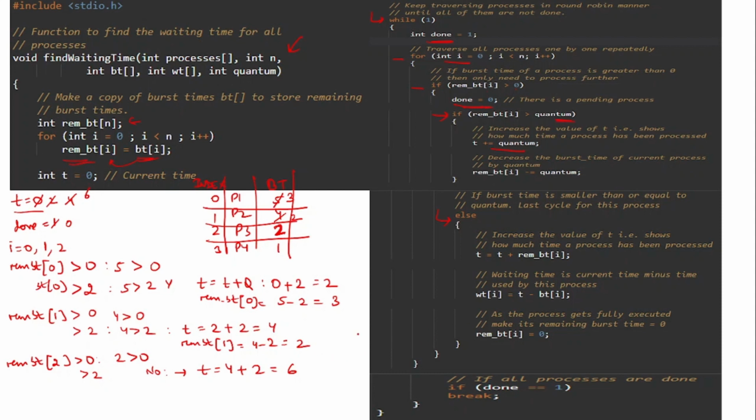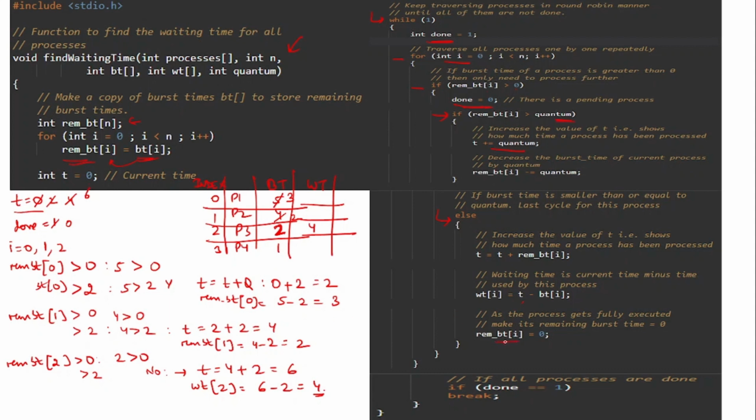Now the waiting time of this process, that is the second process, is equal to t value, that is 6, minus its burst time. This value is the original burst time of this process, and the original burst time of this process was 2 only. So 6 minus 2 will give me 4. So the waiting time of this process, the P3 process, which is indexed at 2, is now 4.